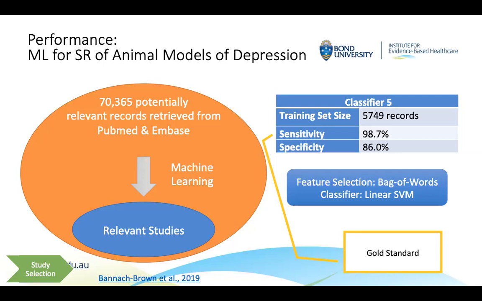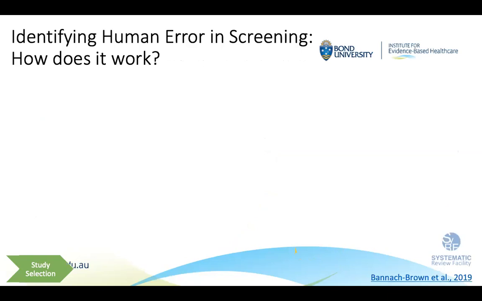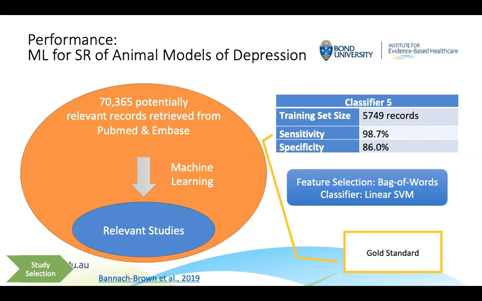And our gold standard, the reason why in systematic reviews we have two independent reviewers review each article, is to try and reduce that human error. So we estimate that even with two human reviewers our sensitivity is about 95%. We were interested to find out if we could actually use the algorithm to help us improve that gold standard.